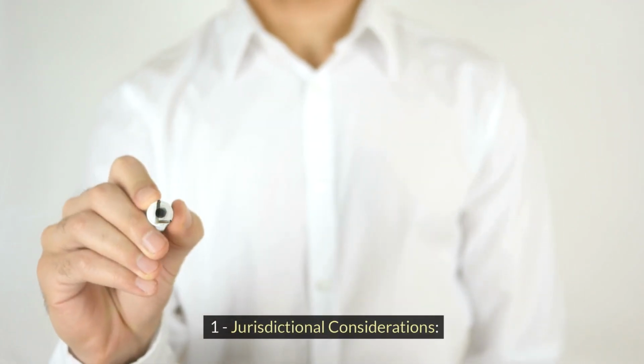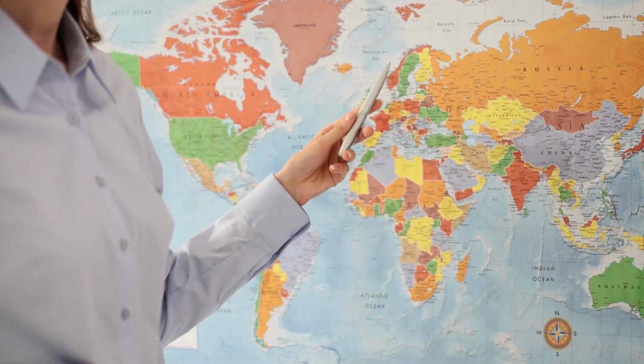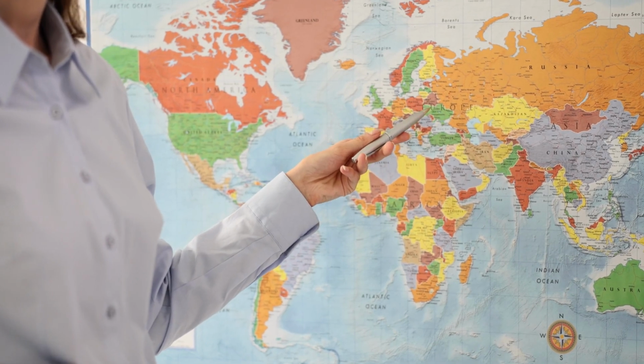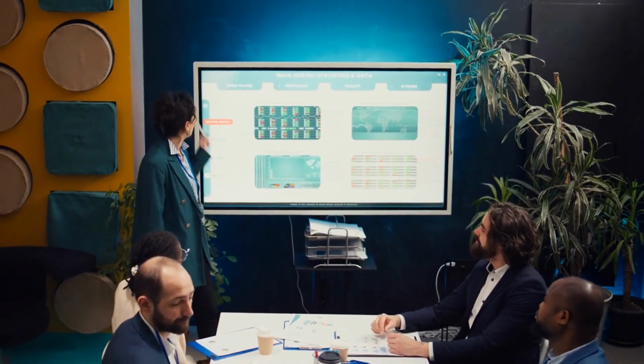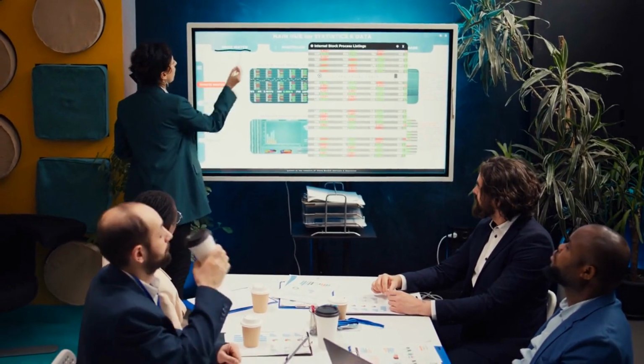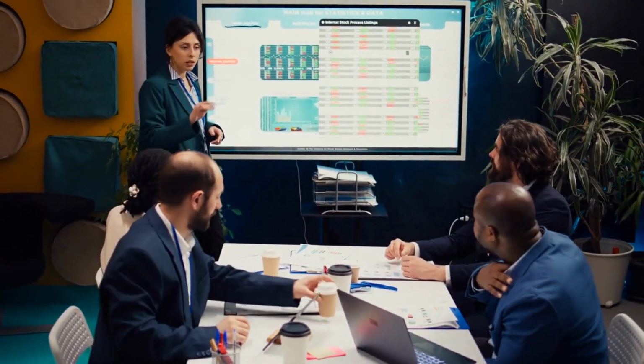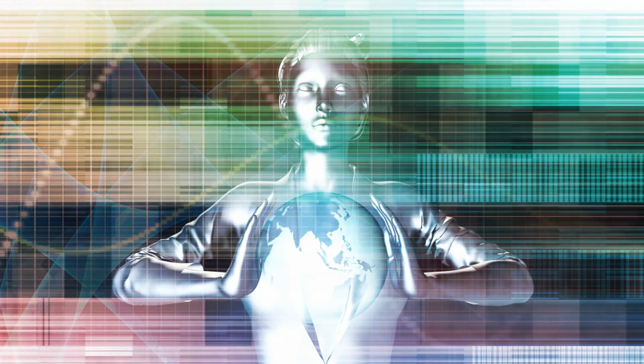1. Jurisdictional considerations. Identify all countries where the individual holds assets or has residency status. Understand the tax laws and regulations in each jurisdiction regarding estate planning, inheritance, and gift taxes. Consider any international treaties or agreements that may affect the taxation of cross-border estates.